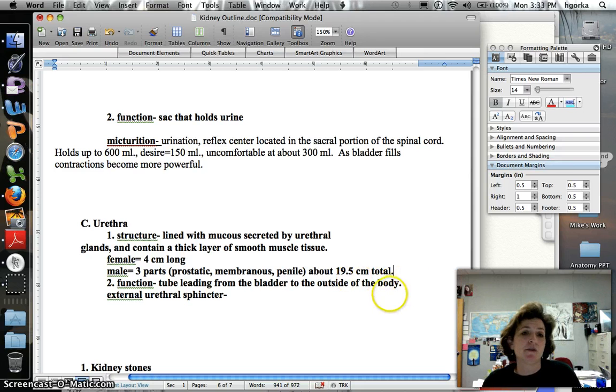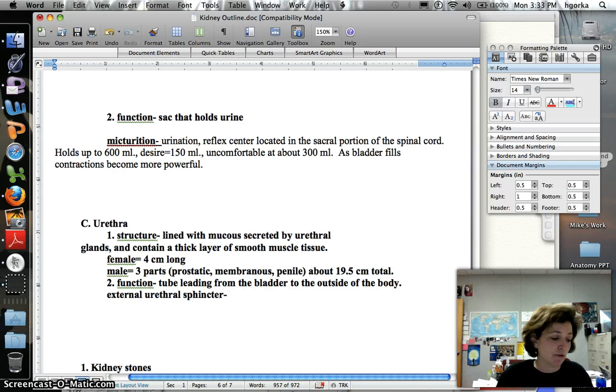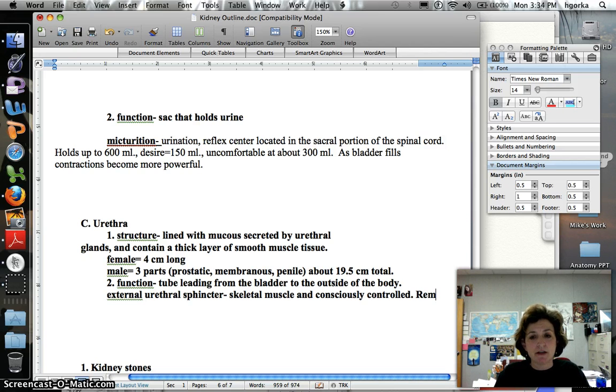Again, the function of the urethra is that it's the tube leading from the bladder to the outside of the body. And at the base of the urinary bladder, there is an external urethral sphincter, and it is a skeletal muscle, so it is consciously controlled. The job of the external urethral sphincter is that it remains contracted until the decision to urinate causes relaxation.